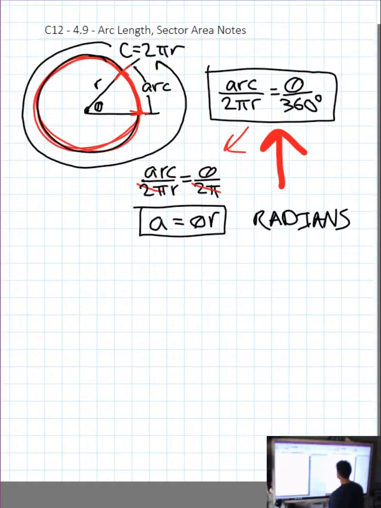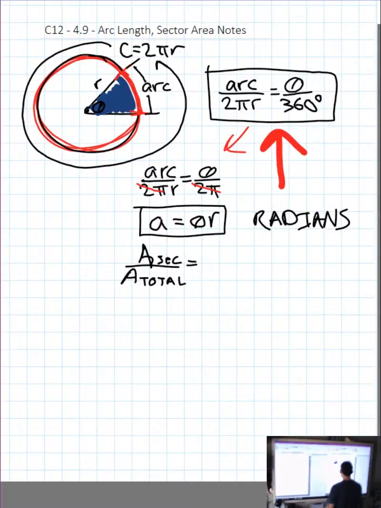So what about sector area? Well, sector area, in the diagram I'm going to highlight in big blue is the area of that piece where theta is still the angle. And I know that the area, I'm going to say capital A sub sector over area total is equal to theta over 2 pi again.